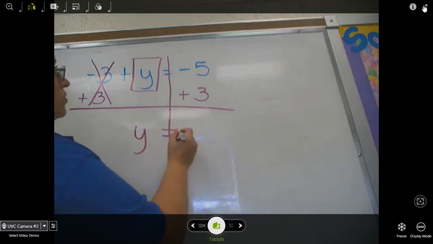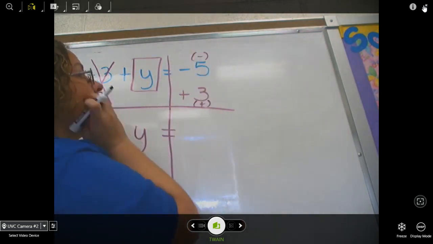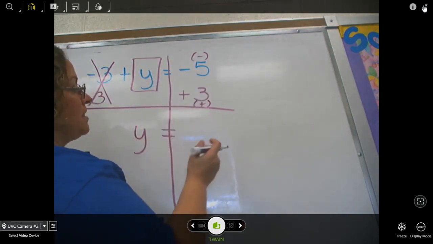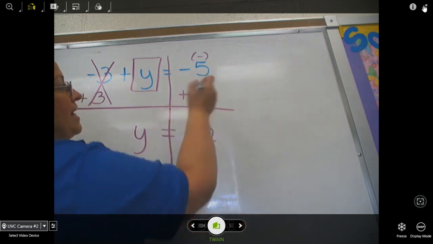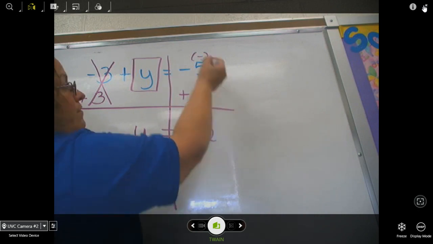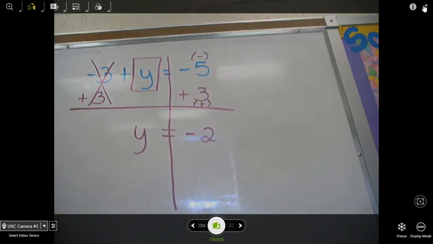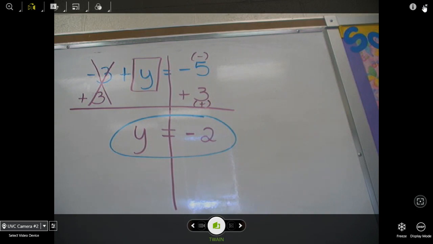So y equals, now this is a negative, this is a positive. My signs are different. When my signs are different, I subtract. So I get a 2. And I keep the sign of the larger number. What's bigger, 5 or 3? 5 is bigger, its sign is negative, so my answer is y equals -2. So this is my answer.